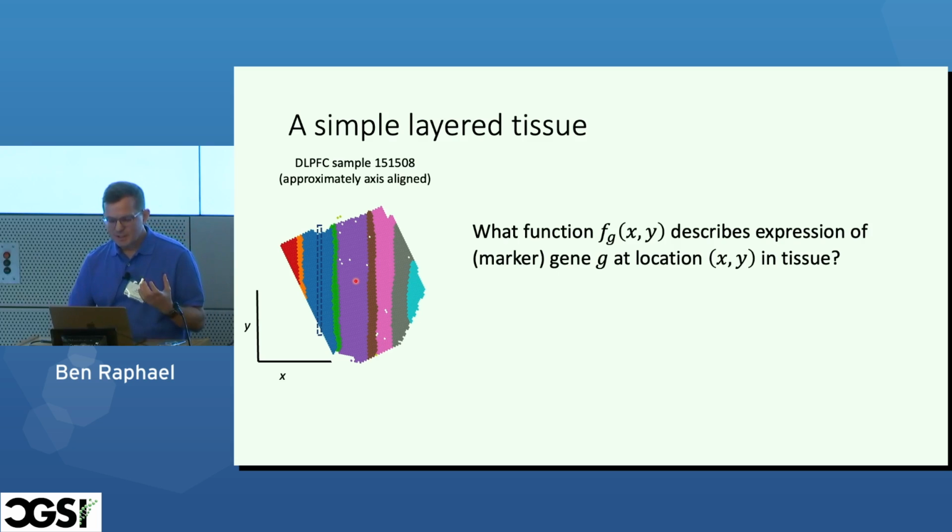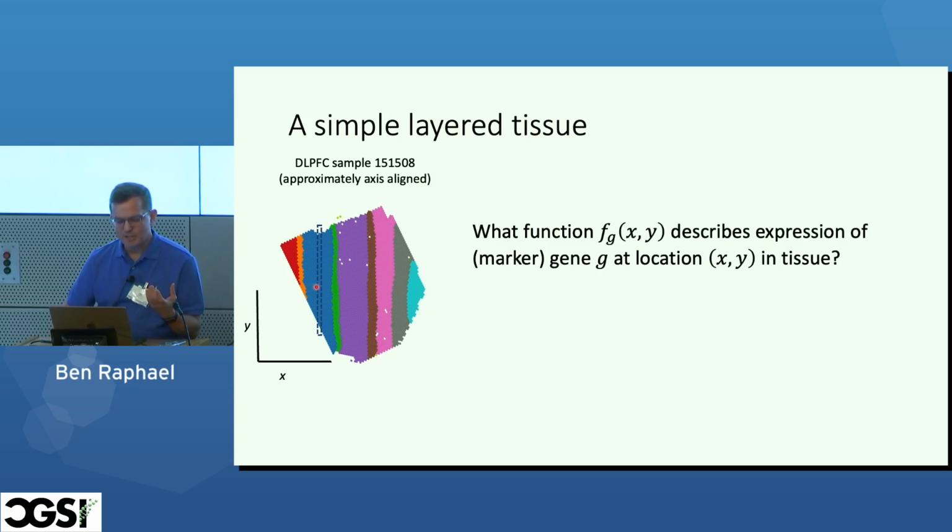What's the expression function of this gene as a function of space? What would this function look like? Okay, so if we look at the structure here, the first thing we might notice is that by this rotation, now at every x coordinate the expression is the same. Okay, so now our problem is a one-dimensional problem.